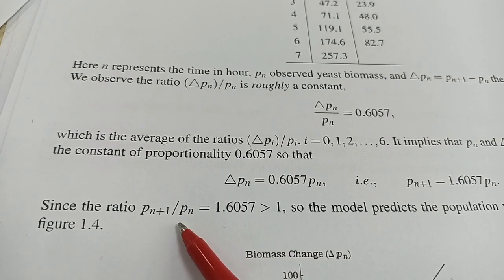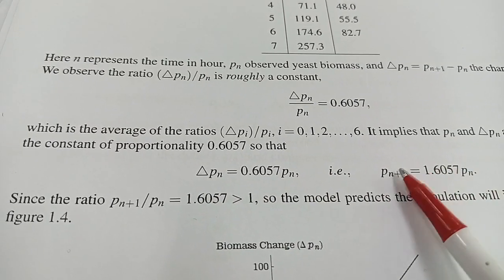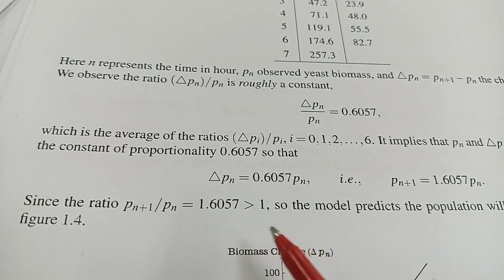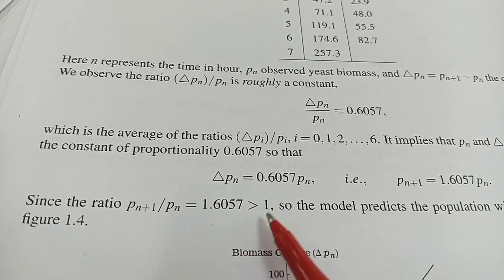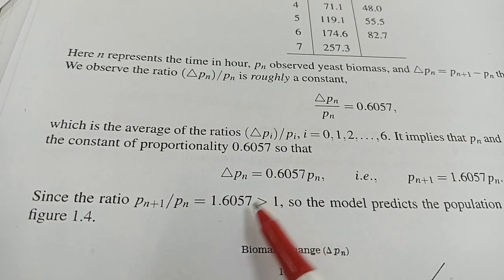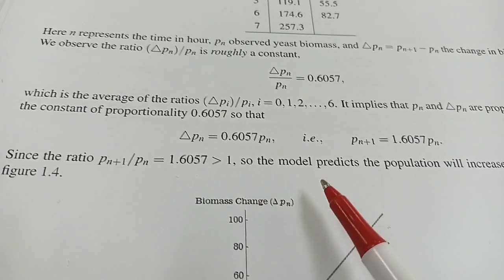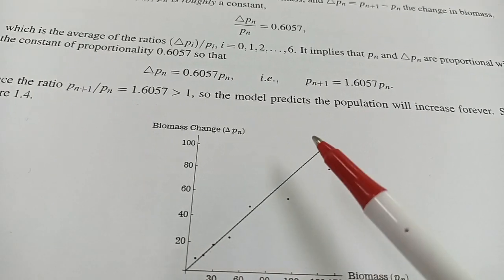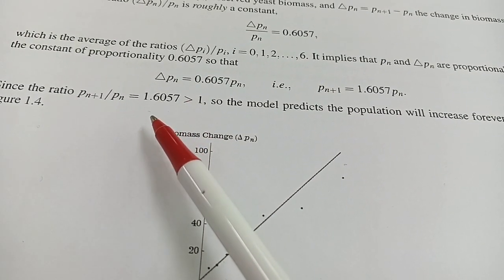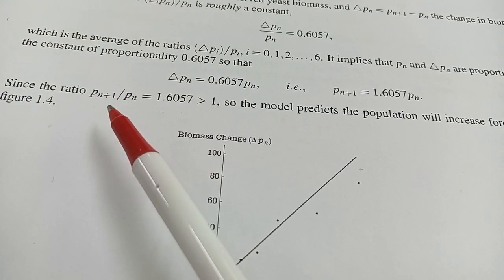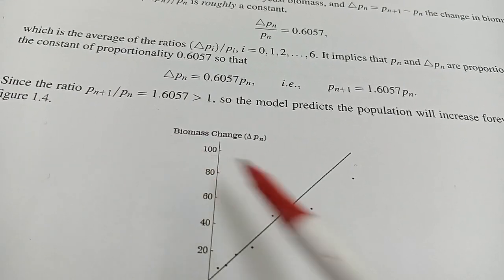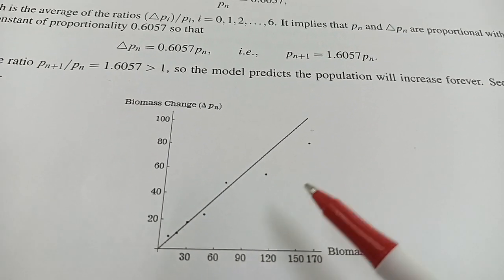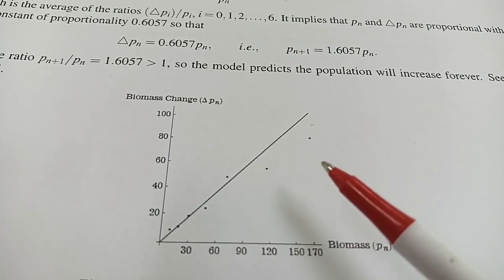Since the ratio Pn plus 1 over Pn becomes 1.6057, this value is greater than 1. So from the ratio, if the value is greater than 1, we can predict that the model, or the population, will increase forever. The value of Pn plus 1 is always greater than Pn. So we can predict that in the long run, the biomass will become bigger and bigger. It will grow without bound.